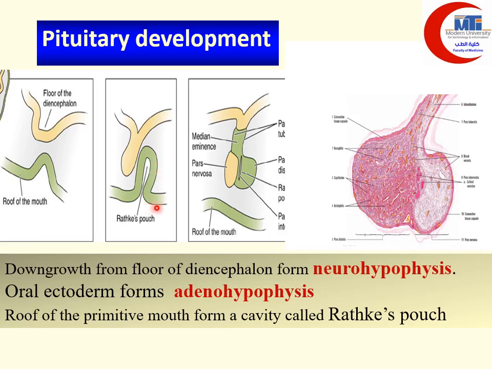This invagination from the roof of the mouth forms what we call Rathke's pouch, and this part separates completely from the roof of the mouth. But the part that descends from the diencephalon is still connected and not separated completely from it, to form the pituitary gland, which is formed of these parts: pars distalis, pars tuberalis, pars nervosa, and the part in the middle called the pars intermedia.